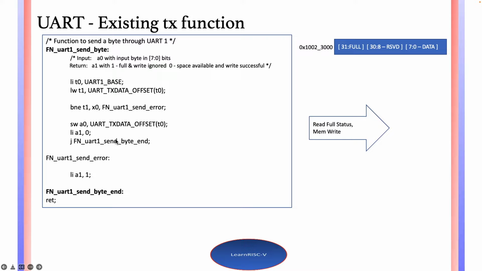But if you look carefully, this entire function can be broken down into two things. One is to read the FIFO status, whether it is full or not, and then just a memory write. I call this a memory write because this is a memory mapped register. So these are the two operations this can be broken down into.